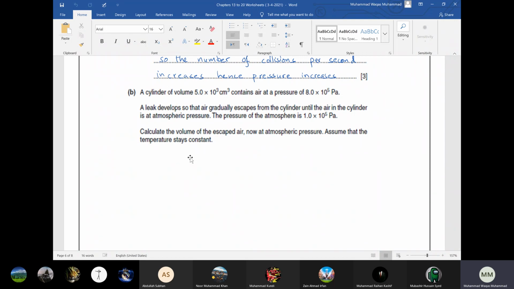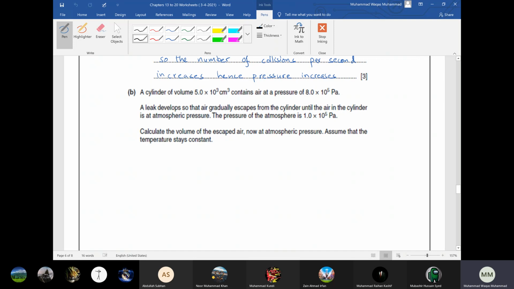A leak develops so that the air gradually escapes from the cylinder until the air in the cylinder is at atmospheric pressure. The pressure of the atmosphere is 1.0 times 10 to the power 5 Pascal. Calculate the volume of escaped air now at atmospheric pressure. Assume that the temperature stays constant.